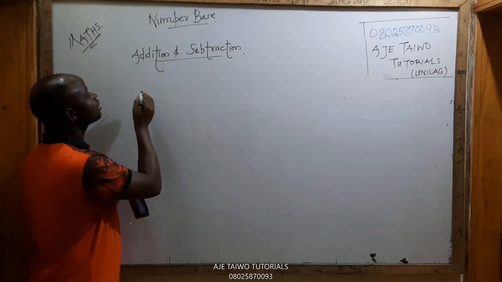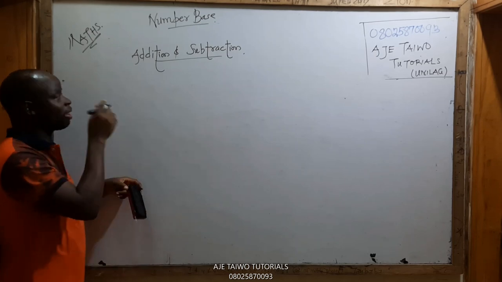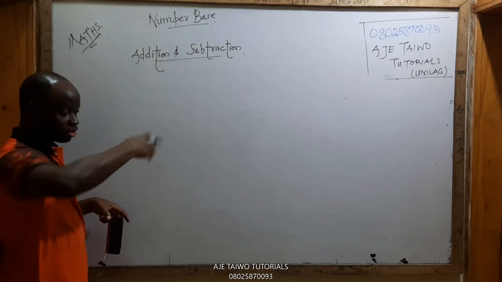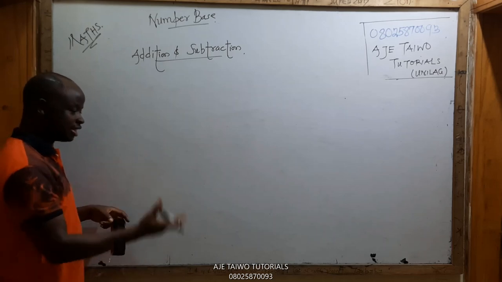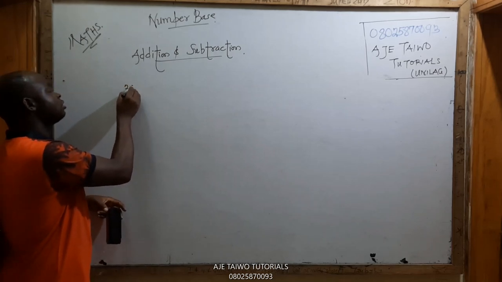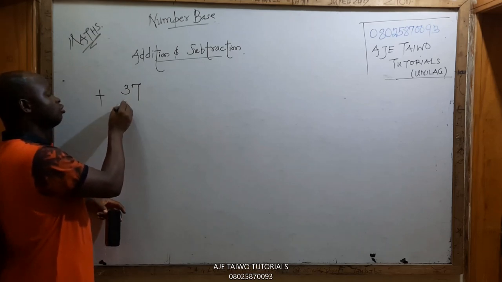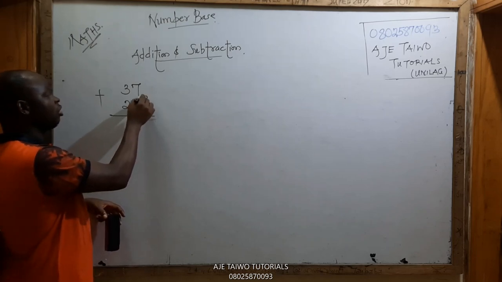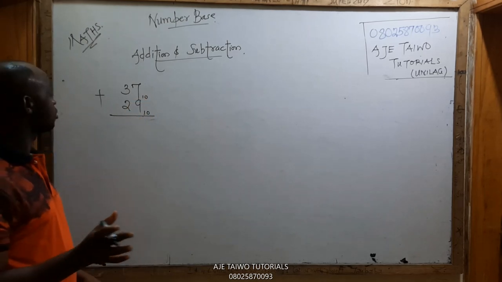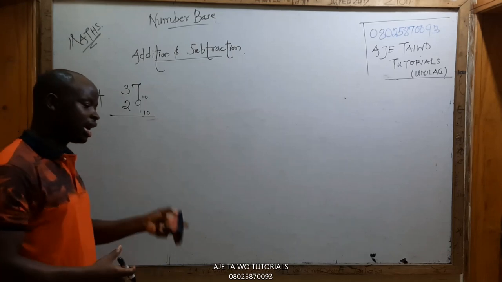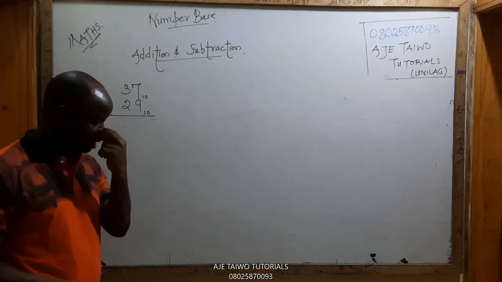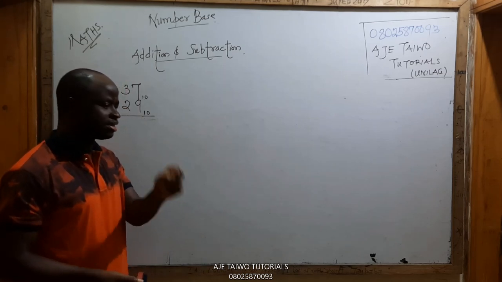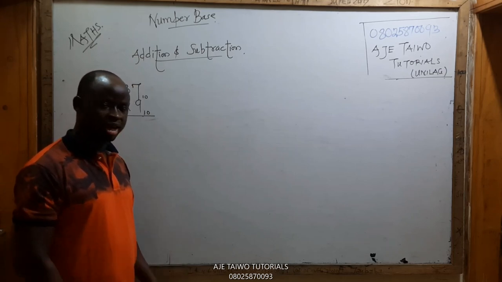Let us do what we do normally every day in our various homes, everywhere. Let's say 37 plus 29. If I don't put a base, that means it's base 10. All the normal day-to-day addition we do is in base 10. If you are doing addition or subtraction in base 10, no number should be up to 10. If you can remember that one.